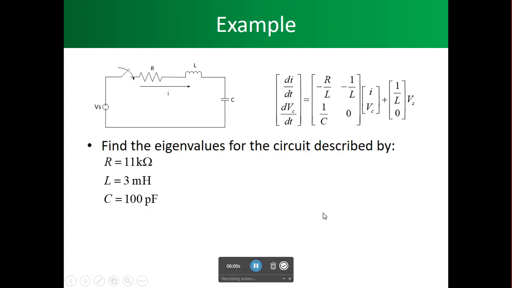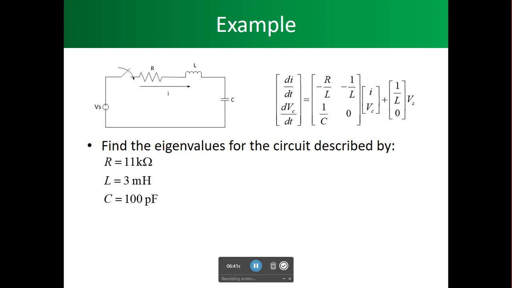So now that we have this equation, di/dt over dv of the capacitor/dt is equal to A, where A is minus R over L, minus 1 over L, and 1 over C and 0. This is for I and the voltage of the capacitor. Plus we have, as we mentioned, your voltage source here of 1 over L and 0.